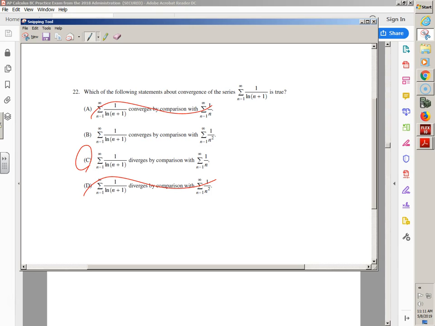But you could have also done, in theory, a limit comparison test. You just would have had to do L'Hopital's. It would have taken longer.